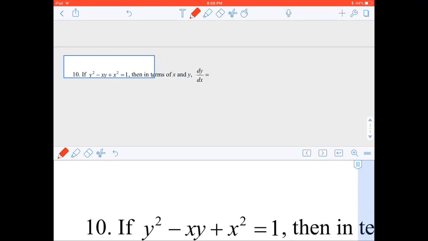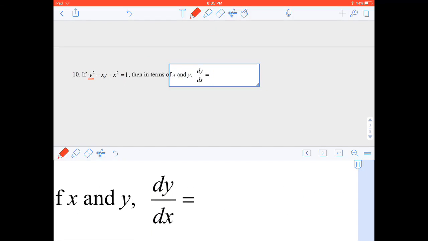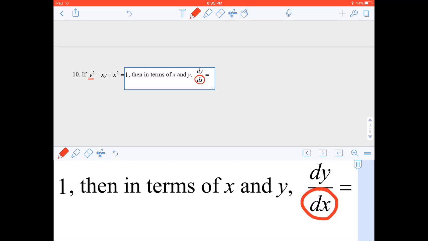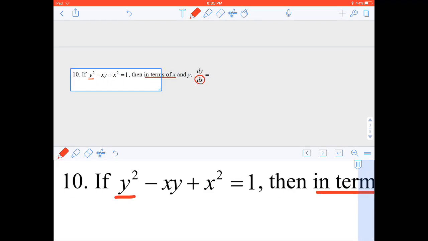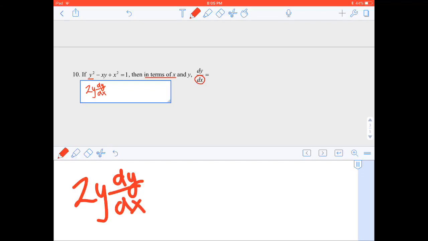So I'm going to start out here taking the derivative of y squared, but we're taking this derivative with respect to x, or in terms of x. So that means anytime we take the derivative of y, we have to multiply it by dy over dx, or y prime. I like to use dy over dx. So I'm going to take the derivative of y squared, which is 2y, and multiply that by dy over dx.